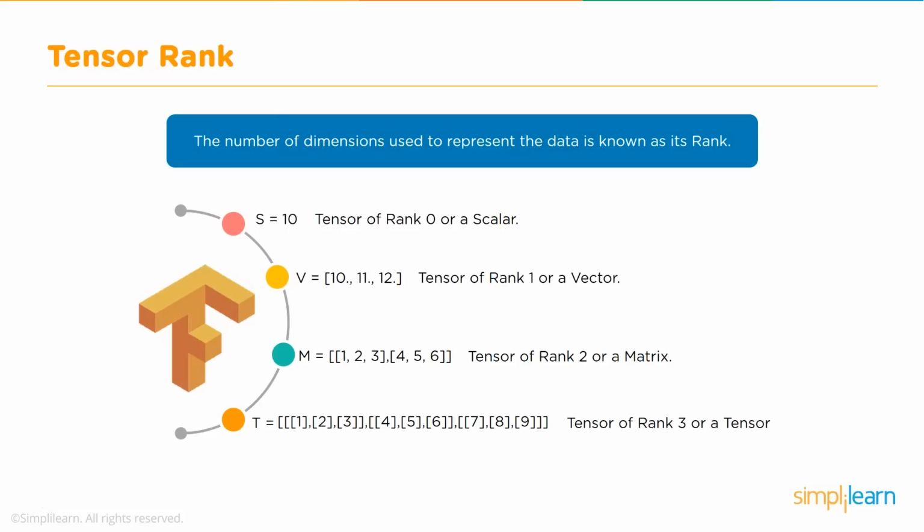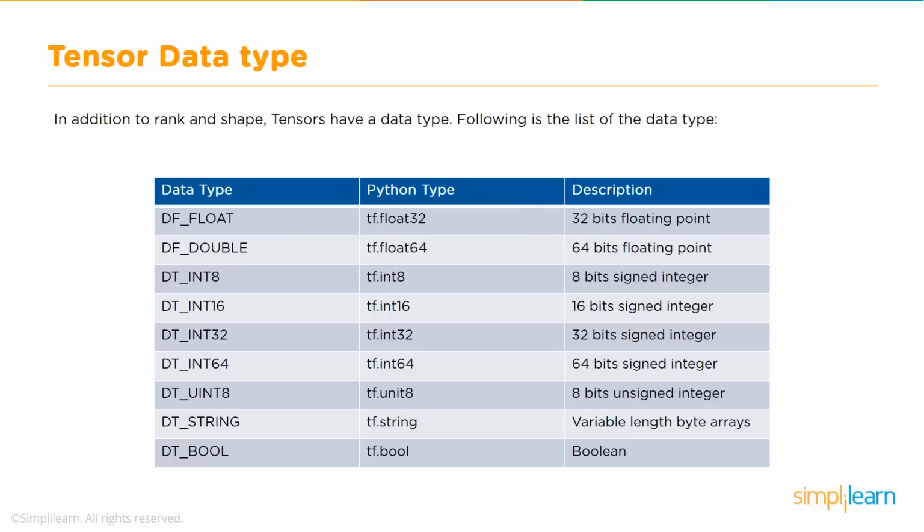Then you have a one-dimensional vector, let's say. This has a rank of 1, which means it has a sequence of values in it. Like in this case, v is equal to 10, 11, 12. So this is rank 1. Then you can have a two-dimensional matrix, which is of rank 2, and then it can have rank 3, and so on. And then there can be various data types. You can store data of various data types which are supported by tensors, for example float32, float64, int8, and so on.